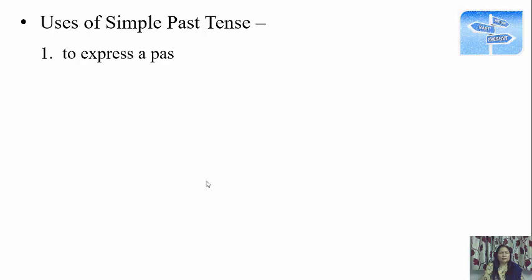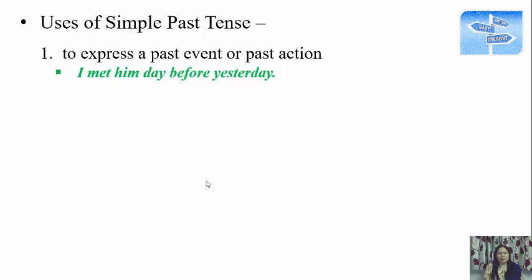The first use is to express a past event or past action. Now we can take the example like I met him day before yesterday. Time is given, I met him day before yesterday, and I bought this pen when I went to the market. So that also becomes reference time. I bought this pen when I went to the market. I bought this purse from Kashmir. So I'm telling you about the time when I went to Kashmir.